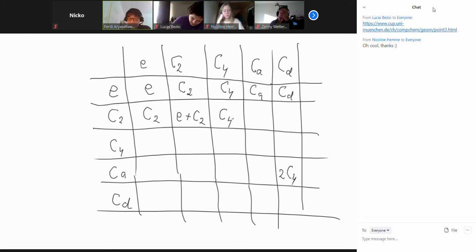Okay, that's a good point. Yes, C2 is actually only one element, so that corresponds to, what is it, rotation by pi around the z-axis. Yes. So C2 then of course gives you E. Yeah. So that was a mistake. That's good. Thank you. So this one here is a mistake.